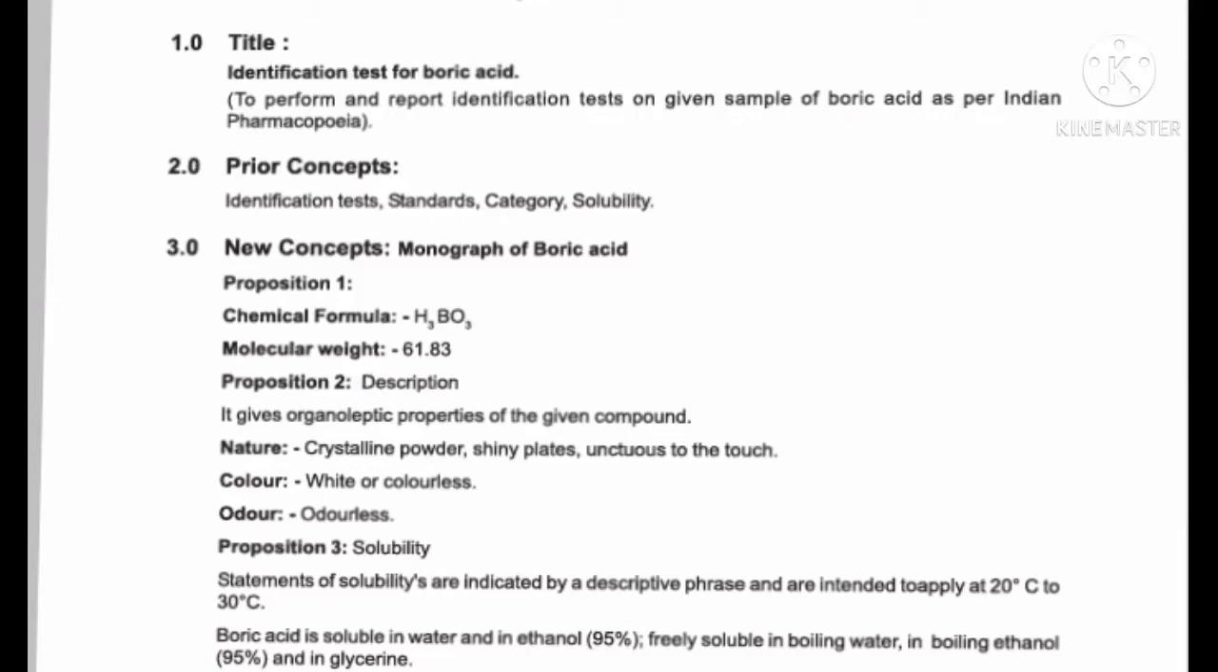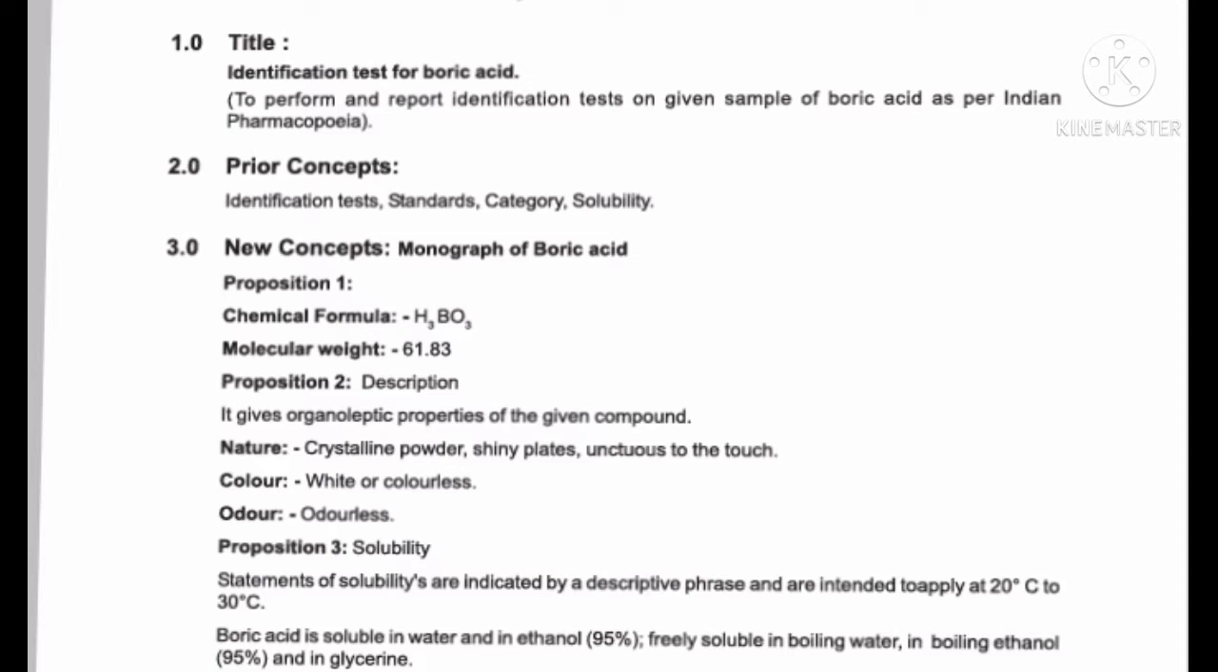Good morning friends. Today we are going to study identification test for boric acid. The aim of our practical is to perform and report identification test on given sample of boric acid as per Indian Pharmacopoeia. Boric acid has a chemical formula of H3BO3 and a molecular weight of 61.83 gram per mole.